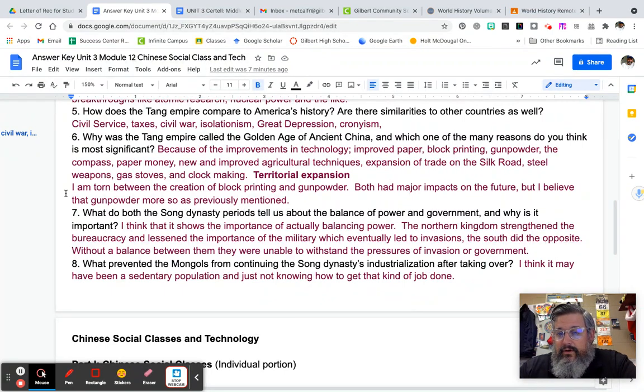I think we could look at civil war, right? Both countries had civil war. Now, one led to the end of a dynasty. The other, well, it didn't lead to the end of our country. It led to the end of the institution of slavery, not necessarily equality, but better things to come, I should say, eventually, and still going on today. Taxes, high taxes. There have been times throughout our history where we've had higher taxes, lower taxes. The Tang, for instance, had high taxes to pay for different projects that they were doing, like the Grand Canal, for instance.